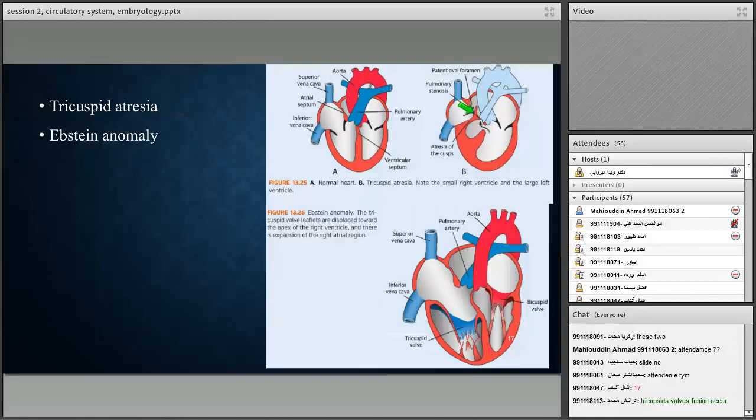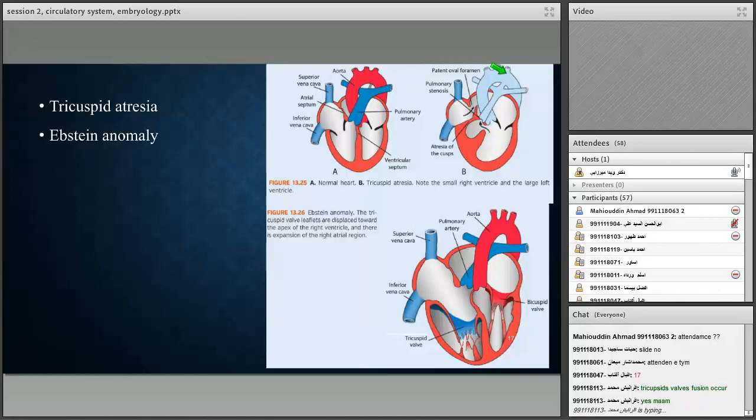Yes, the fusion will occur in the tricuspid valves and also the endocardial cushions. Also, this will happen in the mitral. Look at here, so we have a hypotrophic right ventricle, open foramen ovale, open ductus arteriosus, and mixing of the blood.